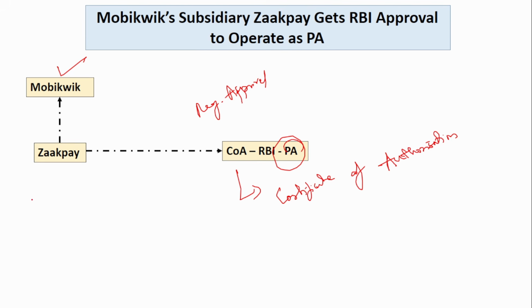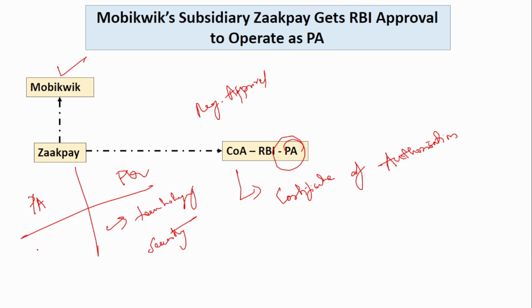There are two things: one, payment aggregator, the other, payment gateway. People get confused between the two. Remember, a payment gateway is a technology service where the card information, the customer's information, everything is transported securely. And a payment aggregator collects the payment from the customer on behalf of the merchant and then transfers the payment to the merchant. This is the work of the payment aggregator and this is the work of the payment gateway. Now ZacPay has received the final approval to operate as a payment aggregator.